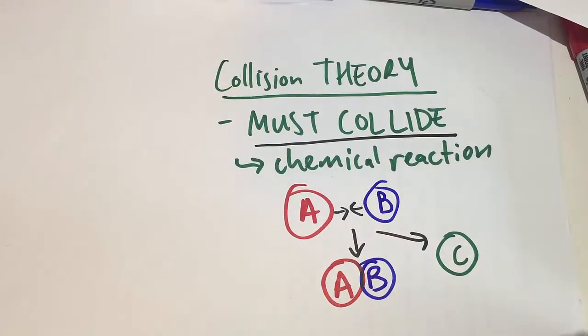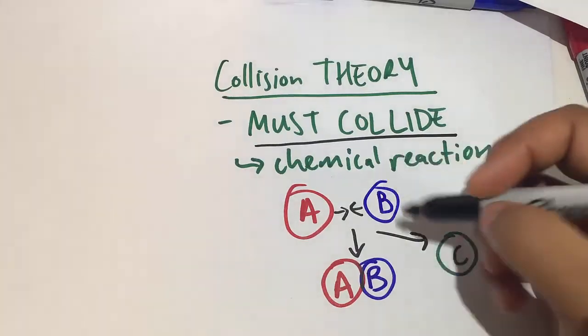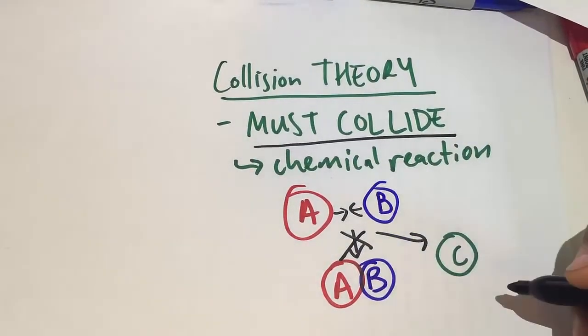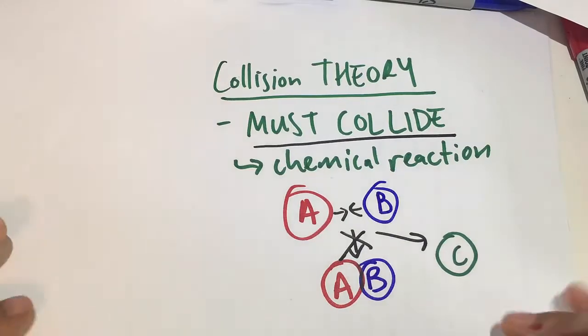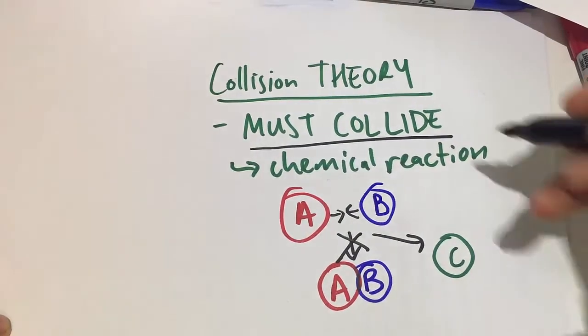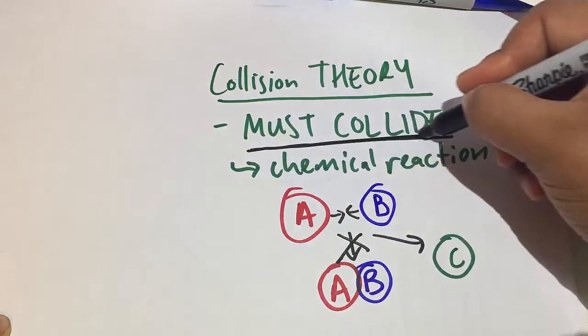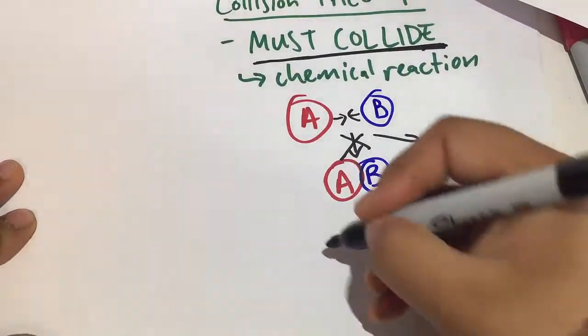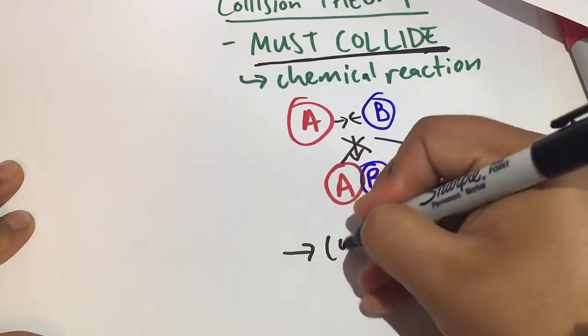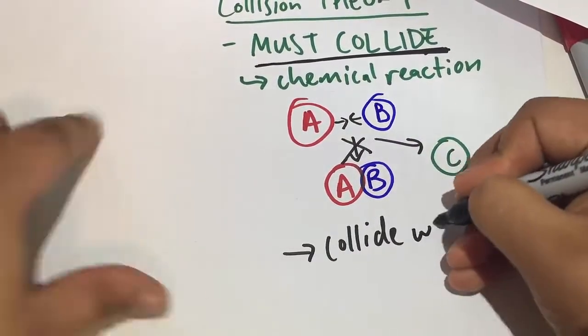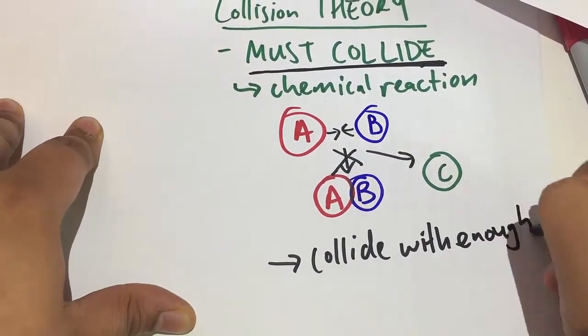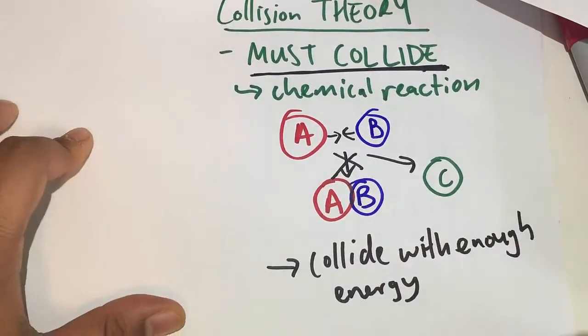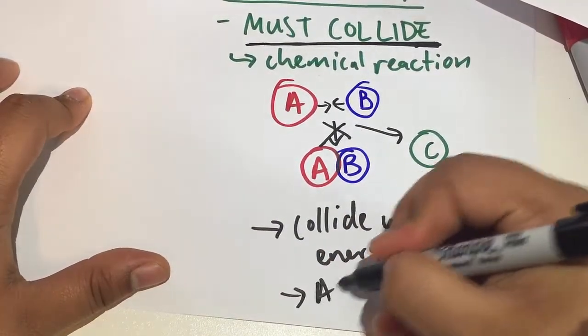Now, when they do collide, however, a few different things can happen. They could actually collide and no reaction might occur. It all depends on the situation and how they collided. And so that brings us to not just the fact that they must collide, but they must follow a set of rules. Now, the very first rule for that is that they have to collide with the right amount of energy. And so we call that the activation energy.